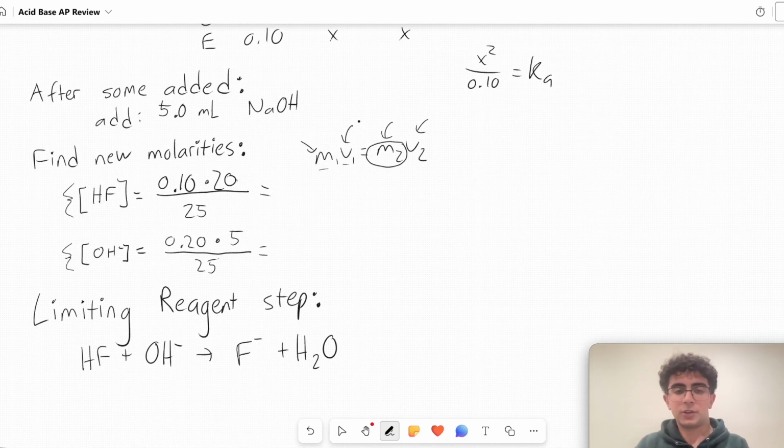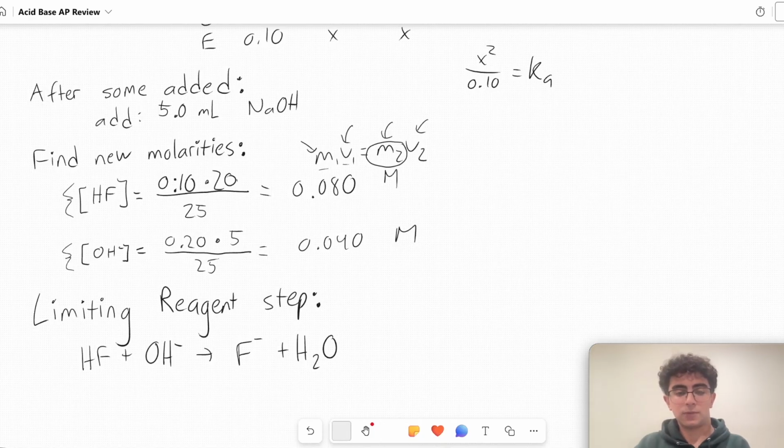M1 is just your old molarity, this is how much volume you have, and then M2 is your new molarity, and V2 is your total volume. So we're just solving for M2, the new molarity. So M1, which is our old molarity, is here, and then our volume of it is 20 milliliters. It's in the directions. And then our new total volume, which we'll divide by, is 25. The denominator should be the same, and then we did the same for OH minus to find our new molarities for each of these. So when I put this in my calculator, I believe this should be 0.08, and then I'll keep track of sig figs throughout. And then this one is 0.040.